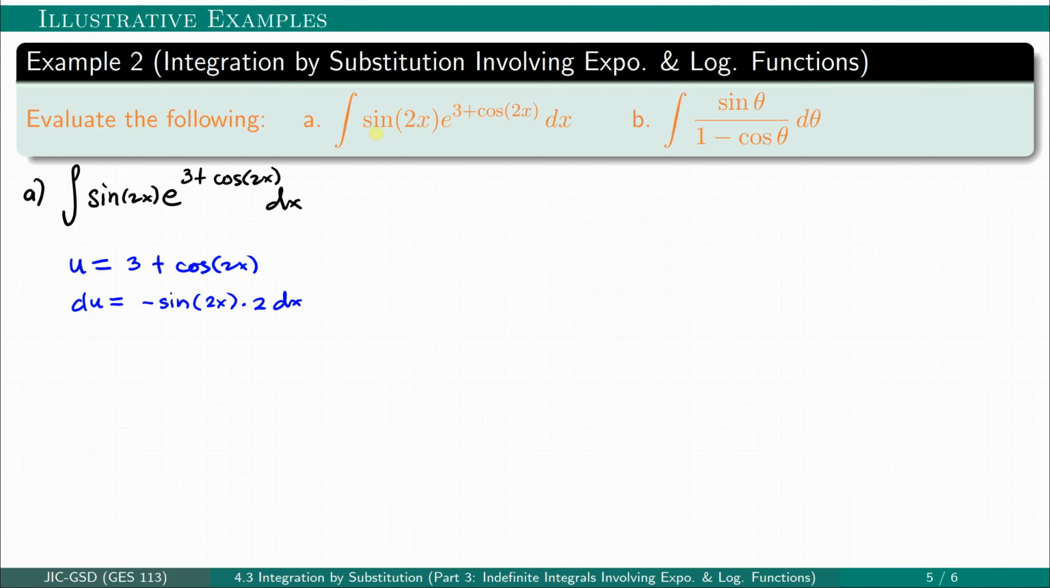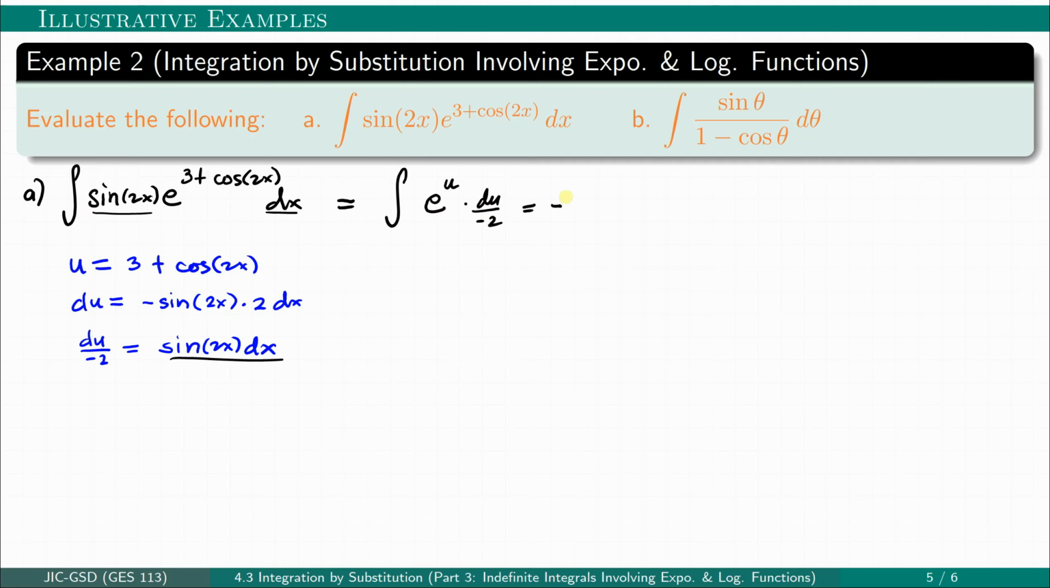What we need here is sine 2x dx. We do not need the 2, we do not need the negative. So we divide by negative 2 both sides. So we'll have du divided by negative 2 equal to sine of 2x dx. Using this information now, we can rewrite this integral as e to the power u times sine of 2x dx, which is actually du over negative 2.